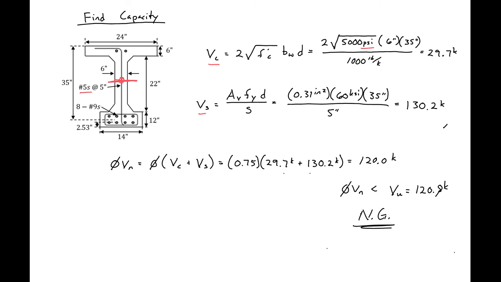So if we were designing here, our options would be to either add more steel, or we could potentially use the detailed expression for VC. We used the simplified expression. If we used the detailed expression, we would likely get a higher capacity and our design would be satisfied. But in this case, our design was no good.